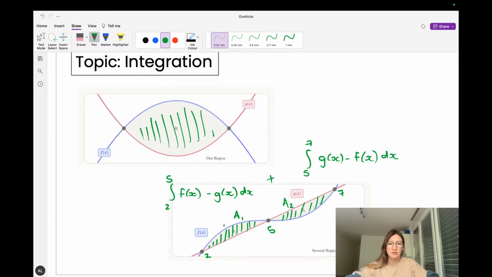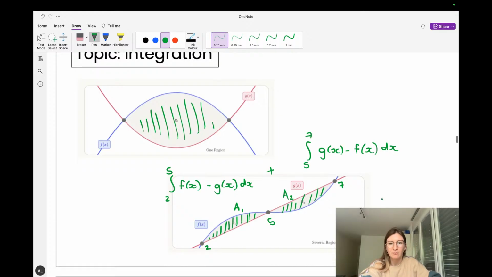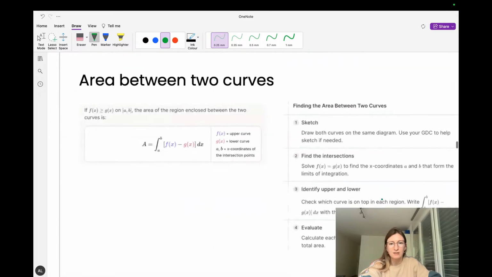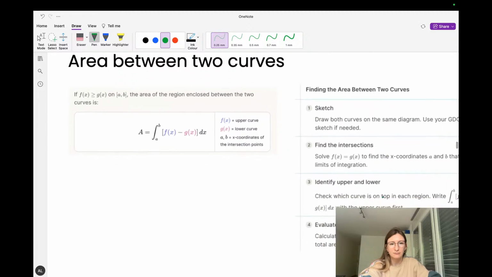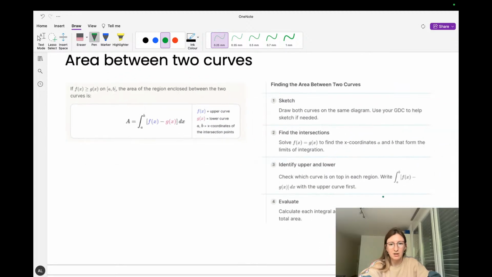So it's important to sketch it if you can, or get your calculator to sketch it if you're allowed, just to be able to see that sometimes we're going to have to do them separately, because this one is on top here, but this one's on top here. And it's always the top function minus the bottom function, which makes sense. So let's see that in an example.